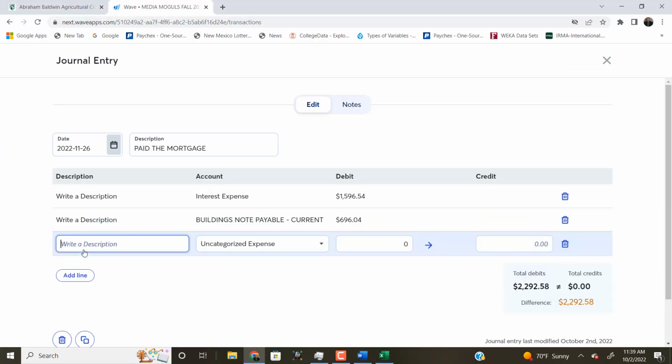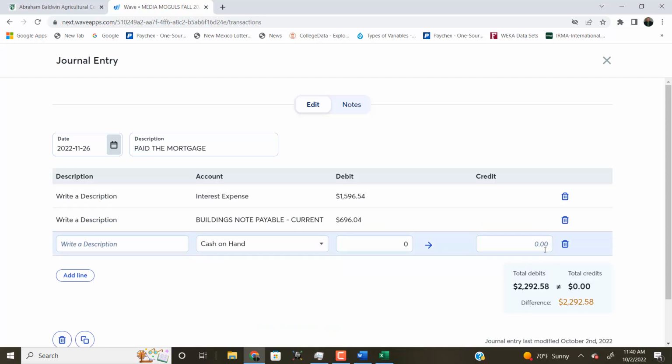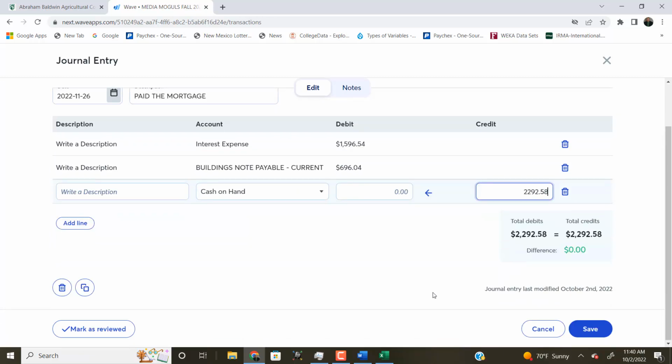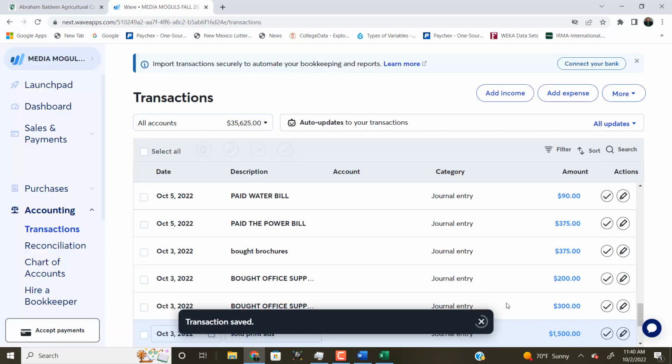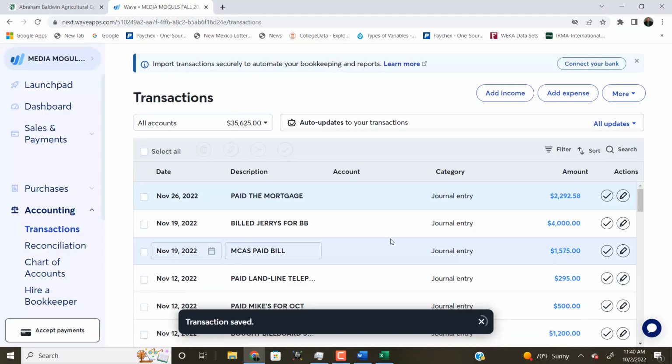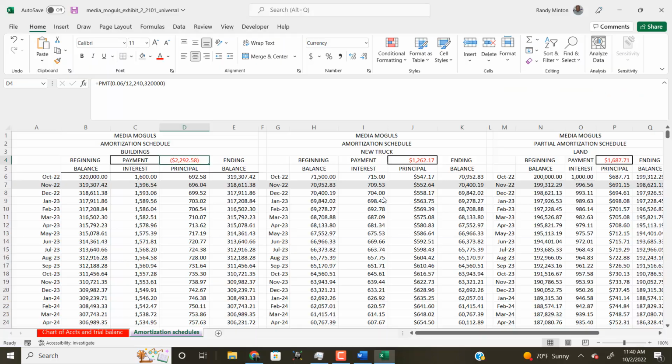So add a line, cash on hand, the credit, because cash is going down, 2292.58. The difference should be zero. Come down, save the entry. And that's, by the way, how you're going to do every single one of these payments that you're making. It's all going to come out of the current notes payable for whatever the item is.